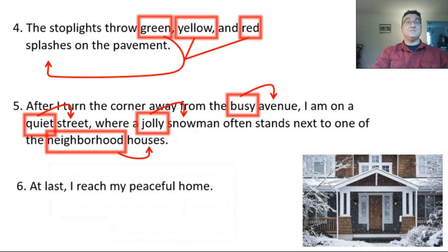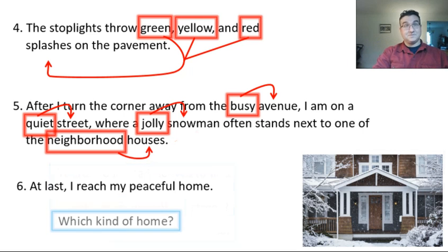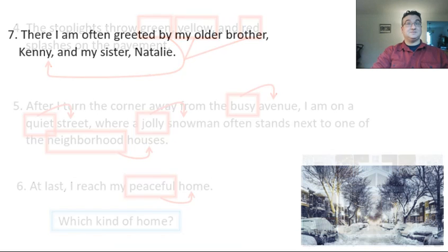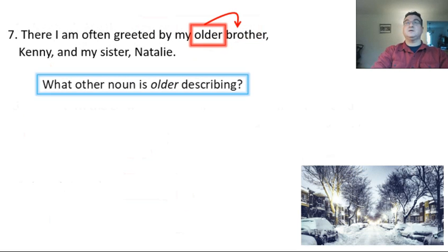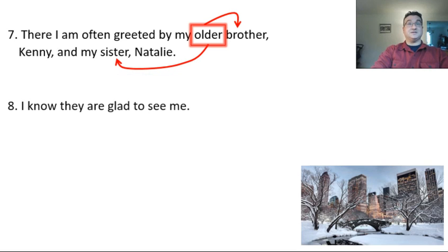Number 6 is much shorter than number 5, so it goes a little easier. At first, I reached my peaceful home. So what kind of home is it? You should see, it's a peaceful home. All right. Now, moving on to number 7. There I am often greeted by my older brother, Kenny, and my sister, Natalie. Older describes the brother. But what other noun is older also describing? This adjective is going for 2 different nouns. It's also describing the sister. It's worded in kind of a funny way, but you can see that older is describing both of those things.